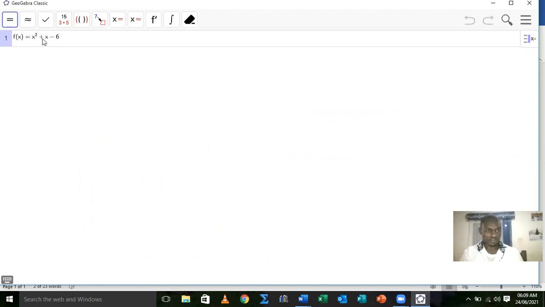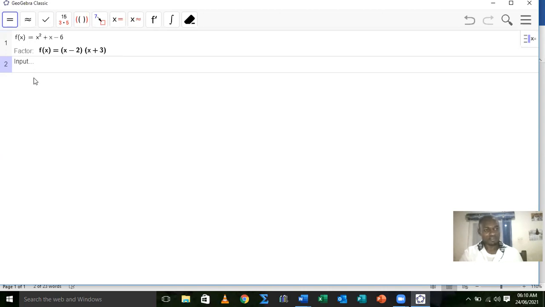Now, how do we factorize this function? We go above where you have the display submenu options and take this option, the one that shows factors. So we click on it and we get the factors of the polynomial x squared plus x minus 6 to be x minus 2 into x plus 3. We move to the second.